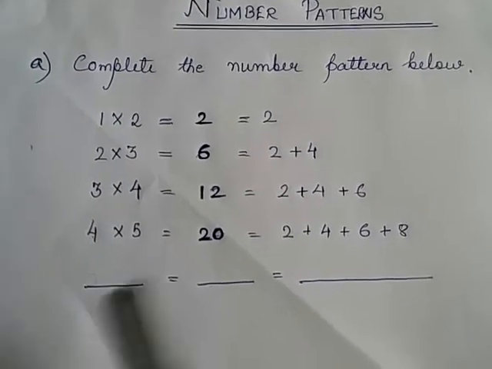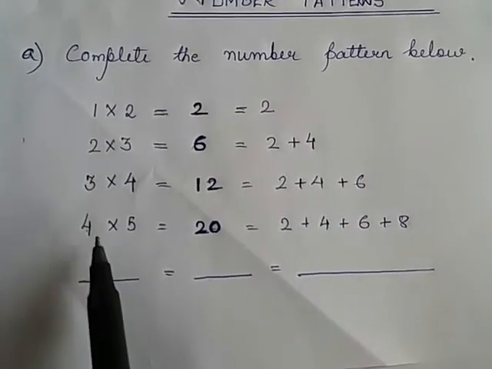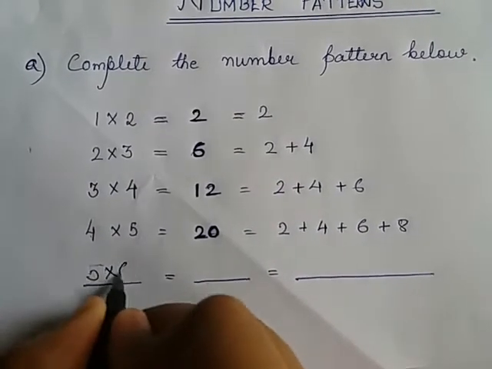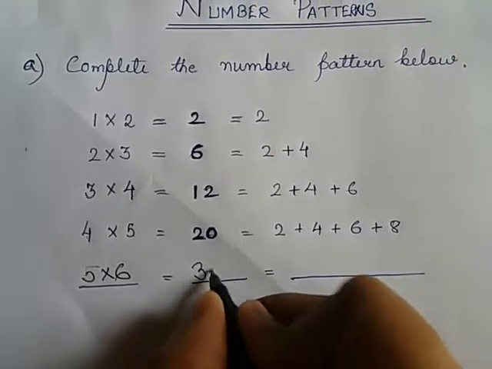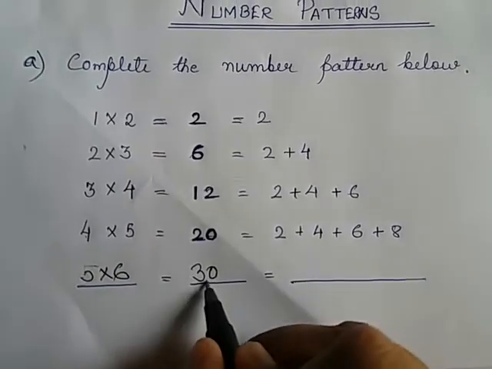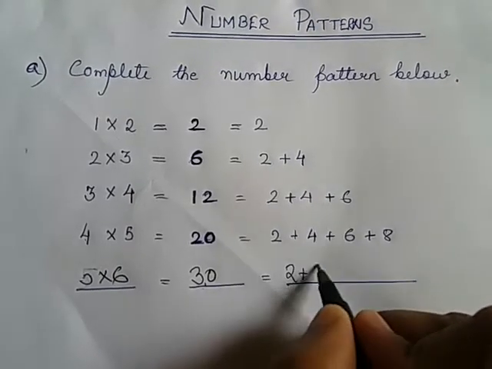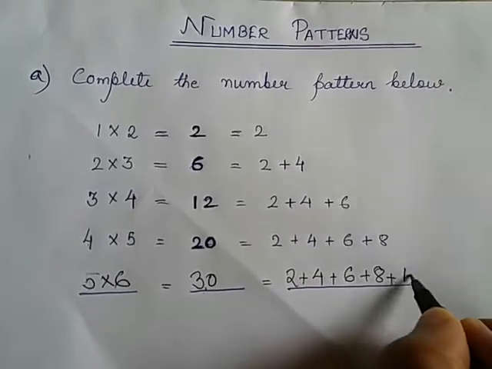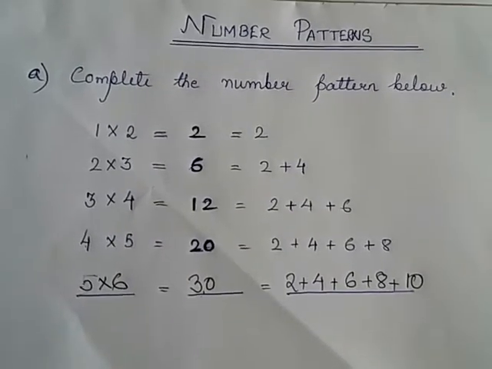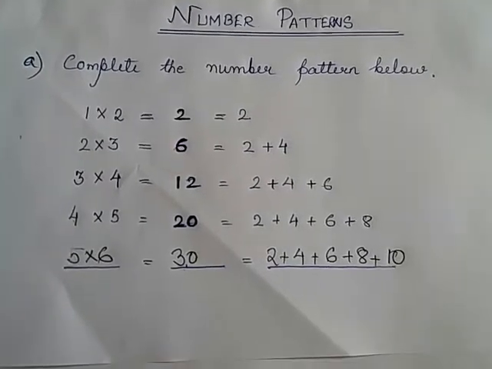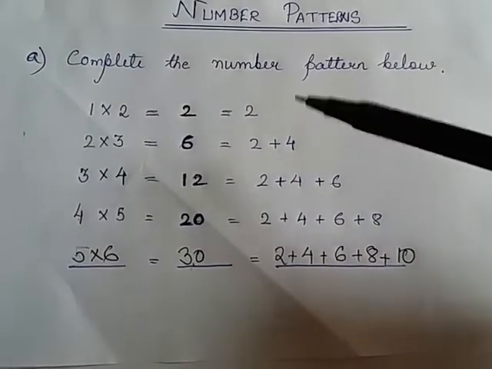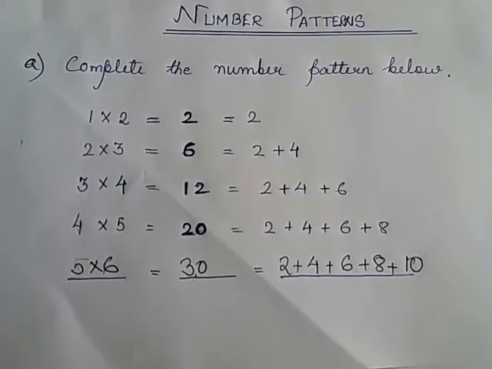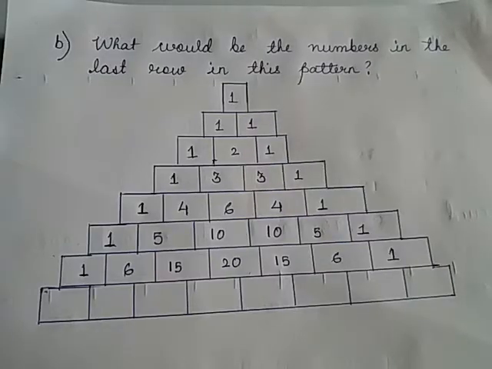So here it is 4 multiplied by 5, then we will do 5 multiplied by 6, which is 30. We will get 30 when we add all these even numbers. So this is how there is a pattern in this series of numbers. Let's move to the next question.